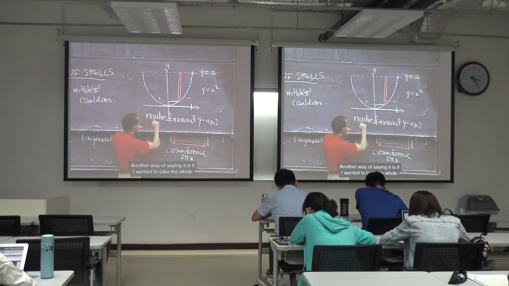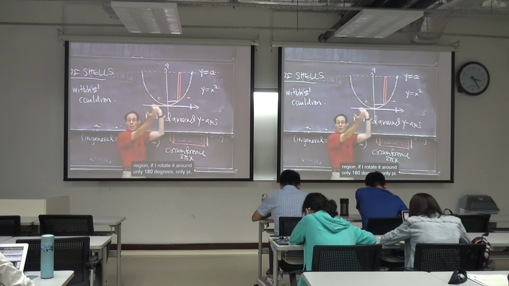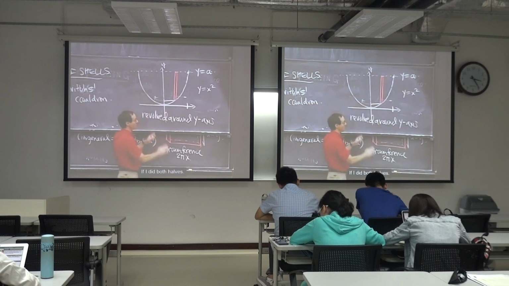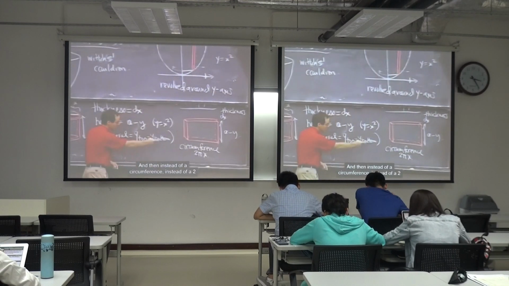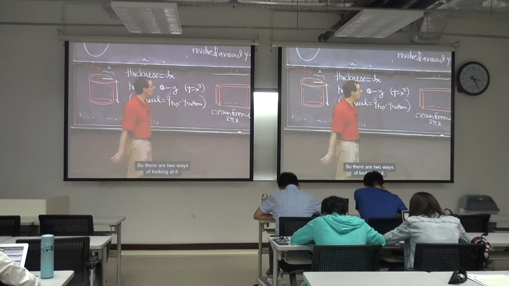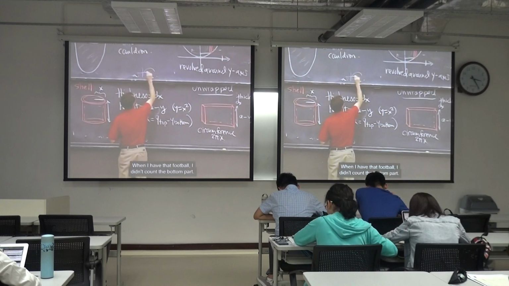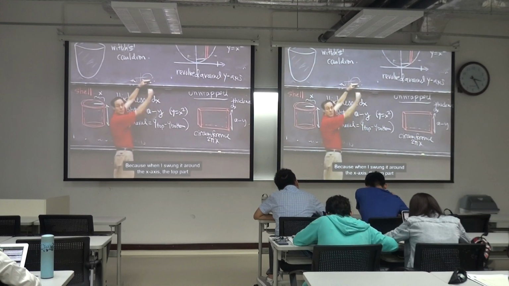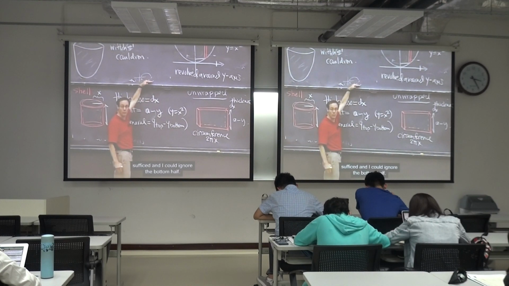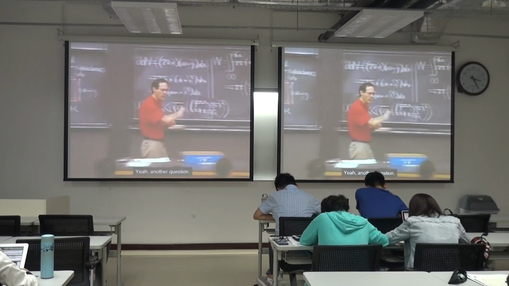So it's too much. Another way of saying it is, if I wanted to take the whole region, and I rotated around only 180 degrees, only pi, that would fill up the whole region if I did both halves. And then instead of a circumference, a 2 pi x, I could use a pi x, but then I would have double what I have. So there are two ways of looking at it. The same goes for the football case. When I have that football, I didn't count the bottom part, because when I swung it around the x-axis, the top part sufficed, and I could ignore the bottom.